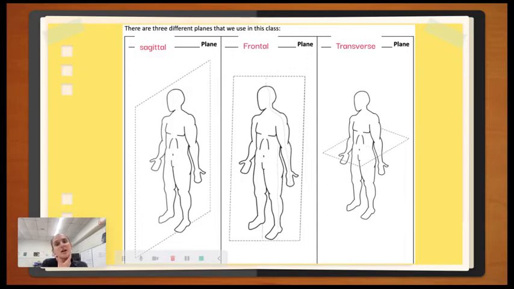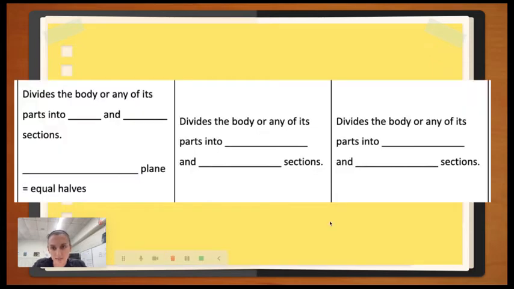So now let's add on to our definitions at the bottom of our graphic organizer. Once again, we're saying that the sagittal plane, which is the first plane, divides the body or any of its parts into left and right sections. The mid-sagittal plane means that you're dividing it in equal halves. So if you look at my funny little face in this camera, if you are doing a mid-sagittal plane, then you are cutting right down the middle.